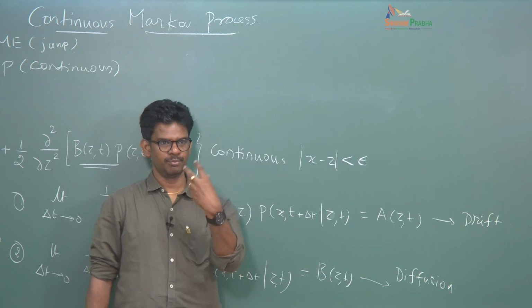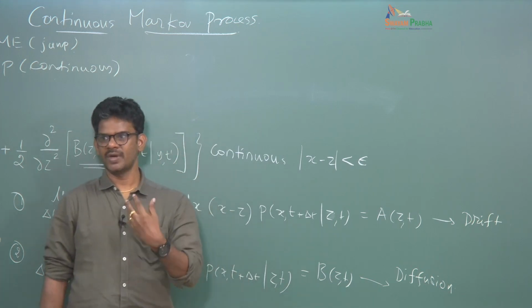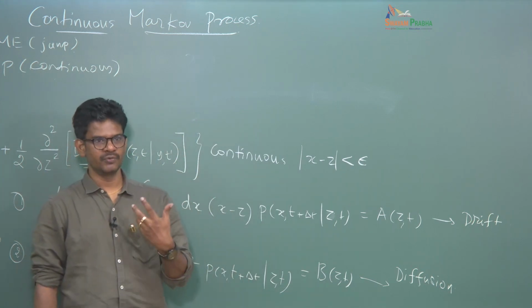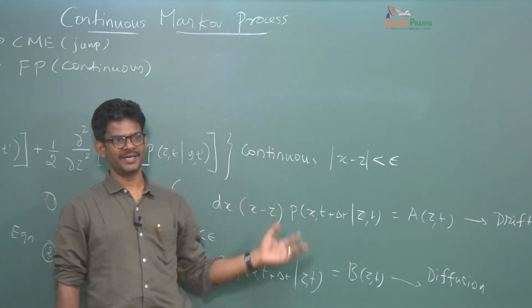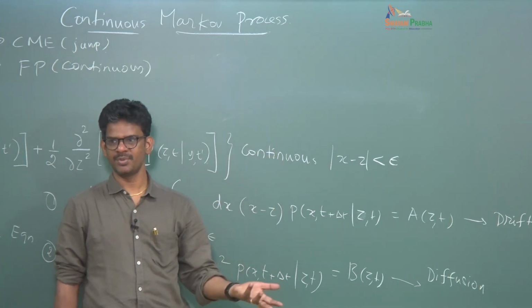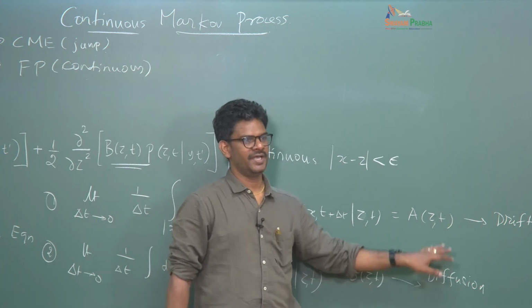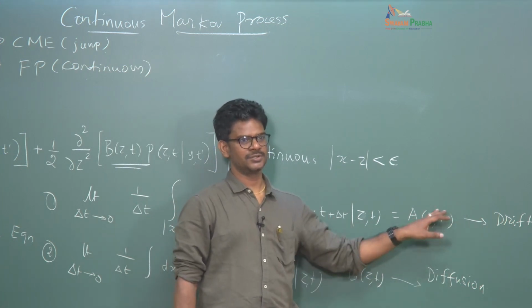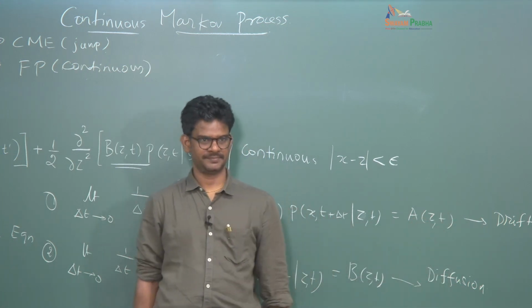This is where our input comes as a modeler. This is where we have to make a decision, because your solution and the characteristics of the solution are going to be very much dependent on what choices you make for A and B. So this is where our input comes in.